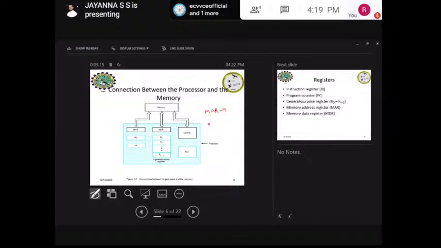The next one is the MDR. Here MDR stands for memory data register. As the name indicates, memory data register. This register will store the data which is fetched from the memory.